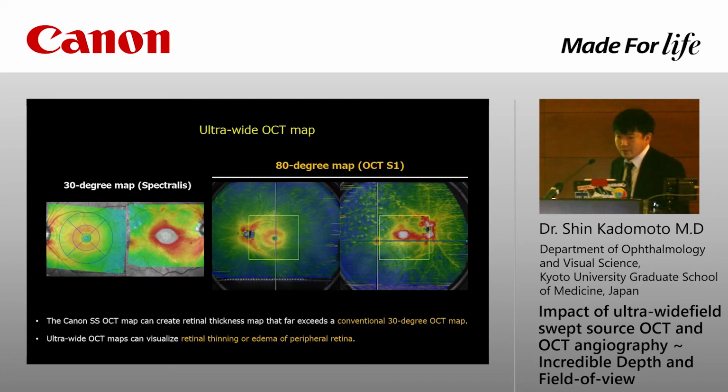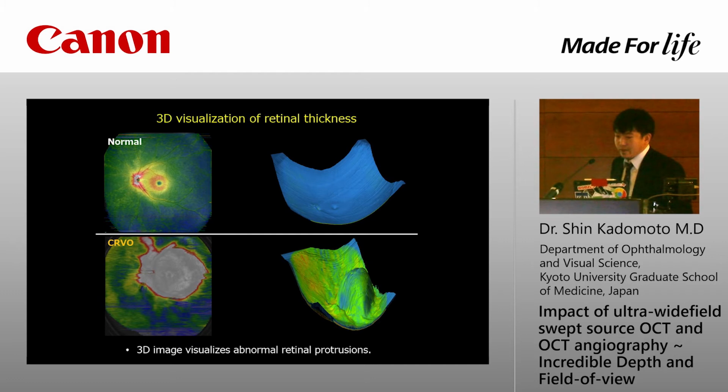The Canon SS-OCT can create a retinal thickness map that far exceeds a conventional 30-degree OCT map. Ultra-wide field OCT maps can visualize retinal thinning or edema of the peripheral retina. OCT-S1 also has three-dimensional visualization software. By calculating the volume OCT data, we can see the 3D retinal surface.